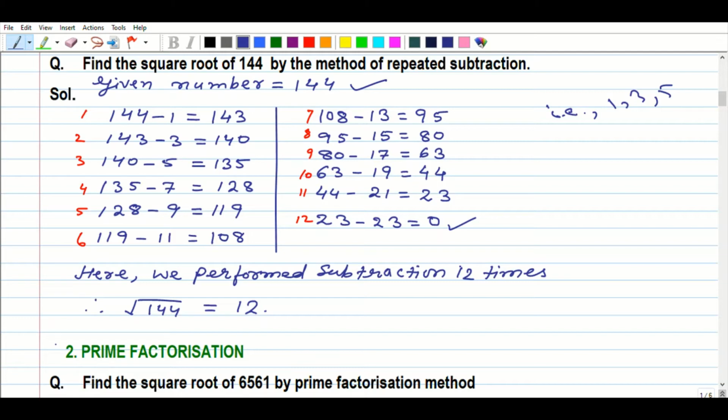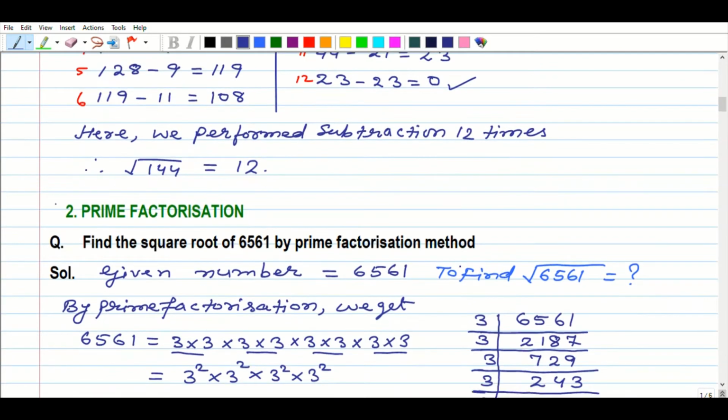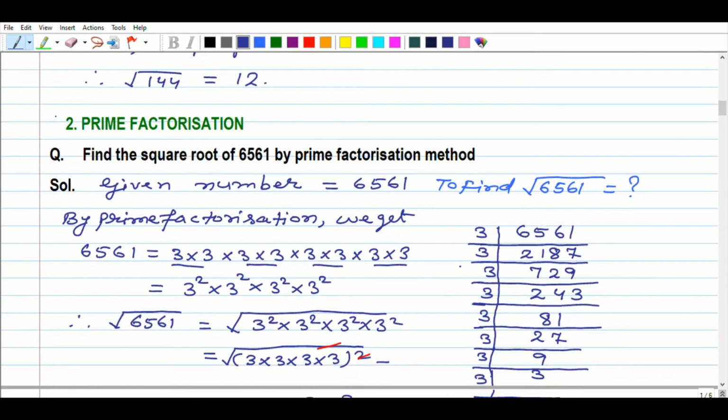Find the square root of 6561. First of all, you write the given number, 6561. So what we are going to find? The square root of 6561. By prime factorization, we get 3, 3, 3, 3, 3, 3, 3, 3. We put it in exponential form. It becomes 3 square into 3 square into 3 square into 3 square.